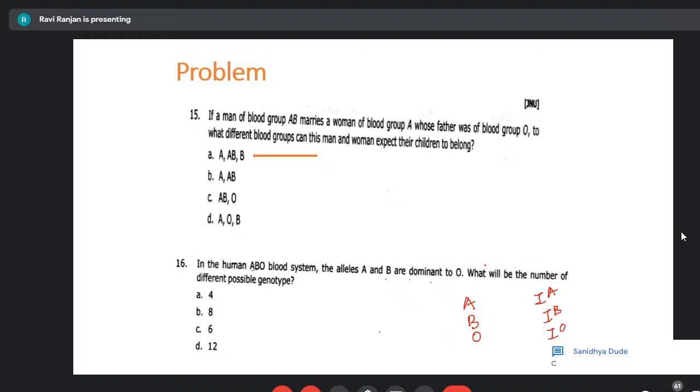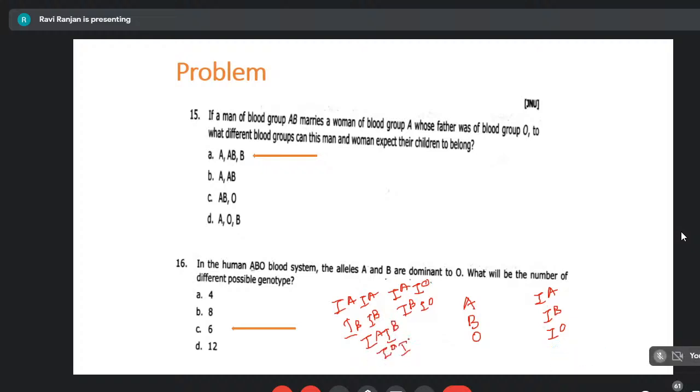I can't see their screen. Ma'am, C. Very good. 6, right? C. So how is it C? Because it will have IAIA. It may also have IAIO. It will have IBIB, or the blood group B may also have IBIO. You have blood group AB, which is IAIB, and you have O blood group, which is IOIO. So total is 1, 2, 3, 4, 5, and 6.